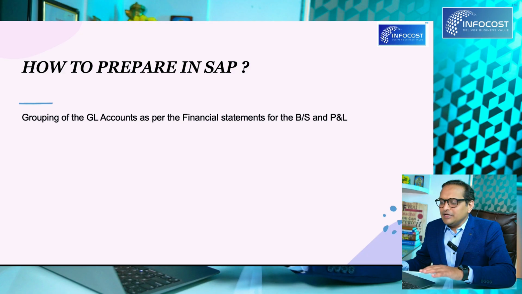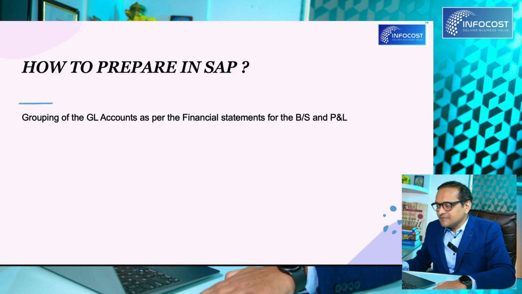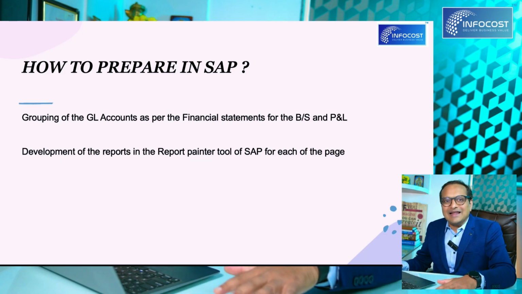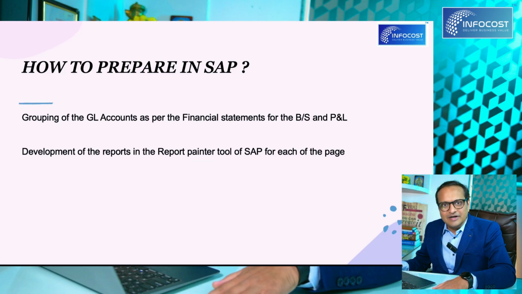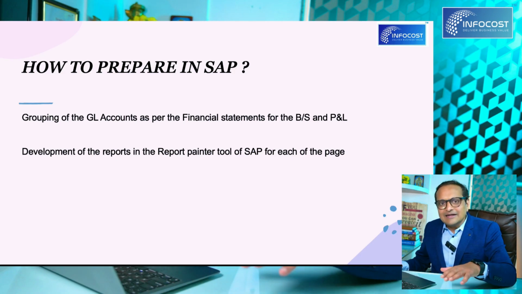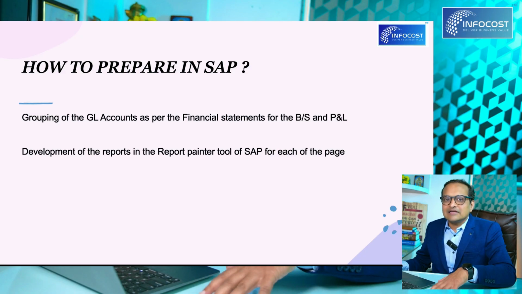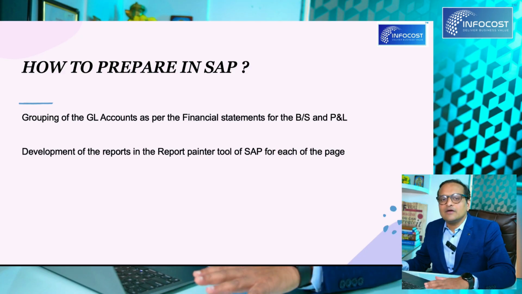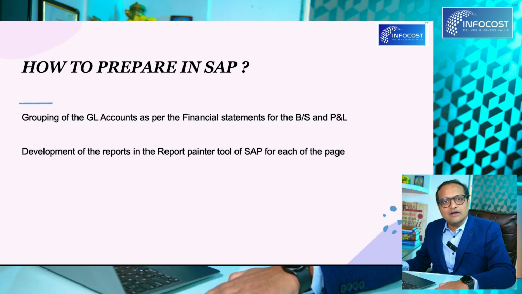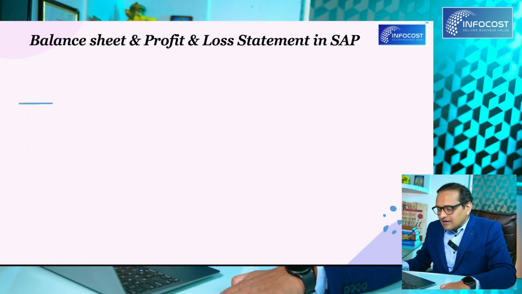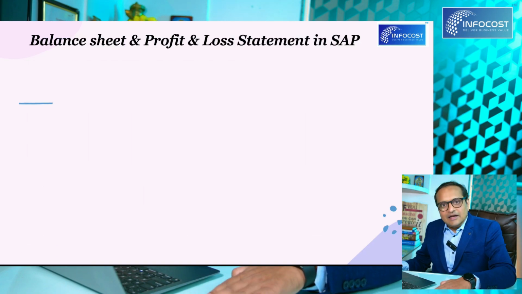First of all, as I explained, we need to group all the GL accounts as per the financial statement for the balance sheet and P&L. Then develop that entire report for the balance sheet as per Schedule 6 or as per the statutory requirement of Ind AS and everything. We can create the entire mapping of that format of balance sheet and P&L, with the required numbering of the annexures, with headers and footers, everything we can create in this report painter, and we can get it ready for you. Then we can check the values of these things in SAP with the trial balance and in the SAP format.